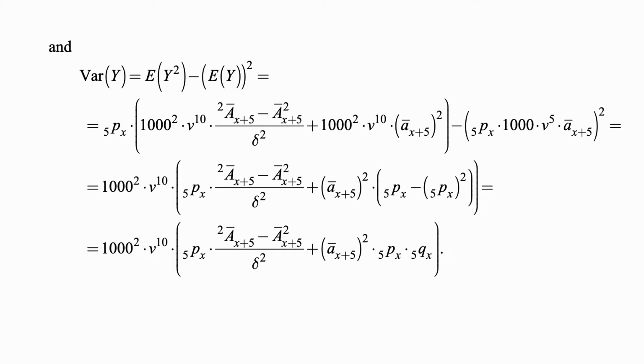So this whole expression becomes 1,000 squared times v to the 10th times, and in the parentheses, 5px times 2a bar x plus 5 minus a bar x plus 5 squared divided by delta squared, plus a bar x plus 5, little a bar, so the annuity, squared times 5px times 5qx.